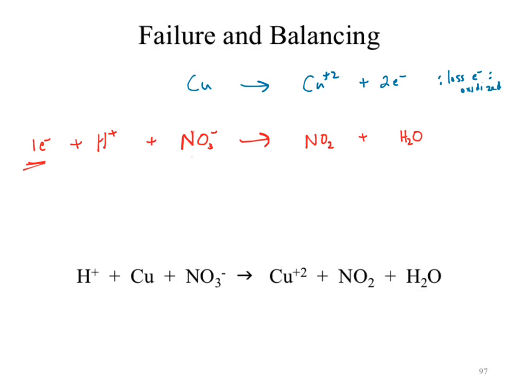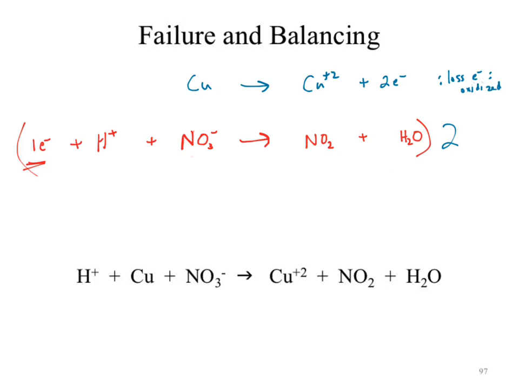Would our equations, if we added these 2 up, now balance out? No, we have 2 electrons produced and only 1 electron consumed. We need to make sure that balances. How do we do that? We'll multiply that bottom equation by 2.